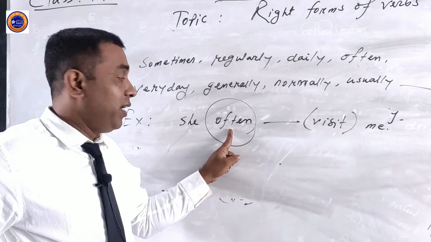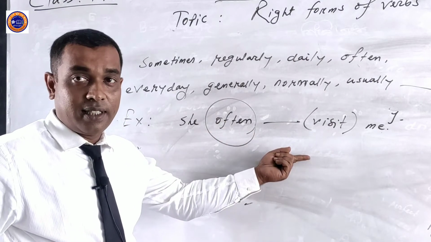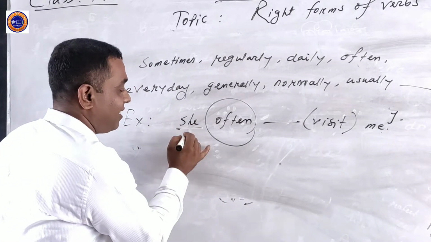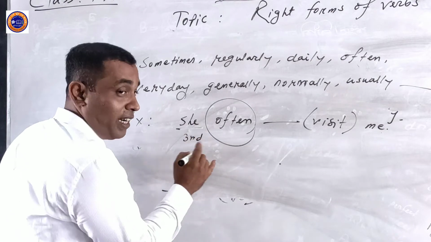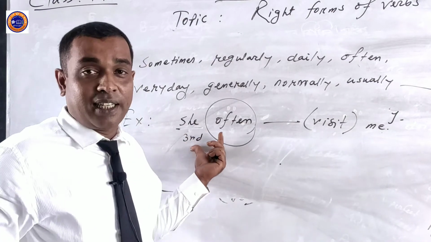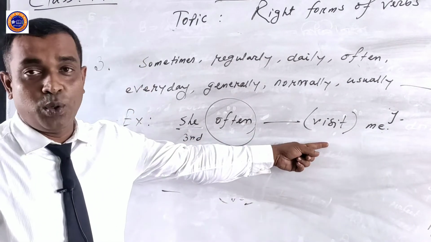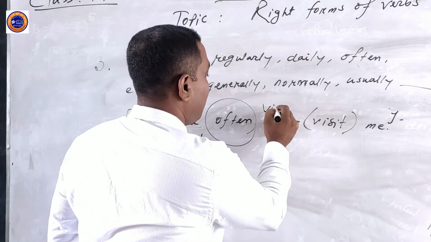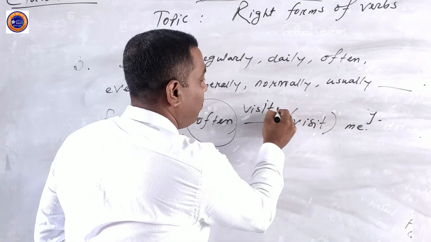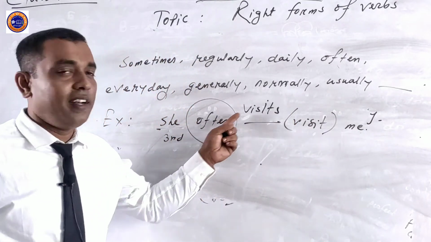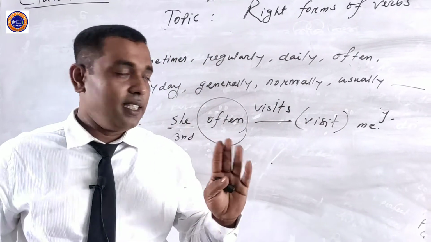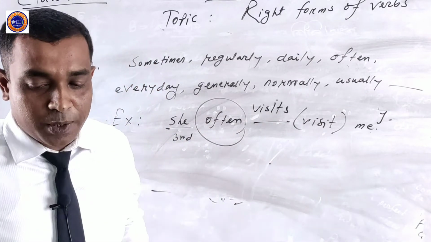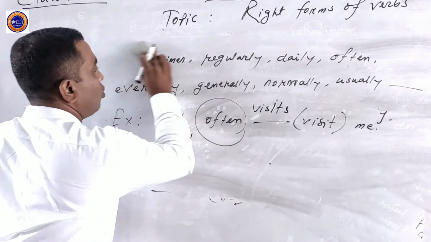So we have to use present indefinite tense. Now the second consideration is that the subject is third person singular number. We have already known that if the subject is third person singular number, you have to use the s or es form with the verb. That means she visits me. She often visits me. The answer is she often visits me. I am going to explain the next rule, rule number 4.